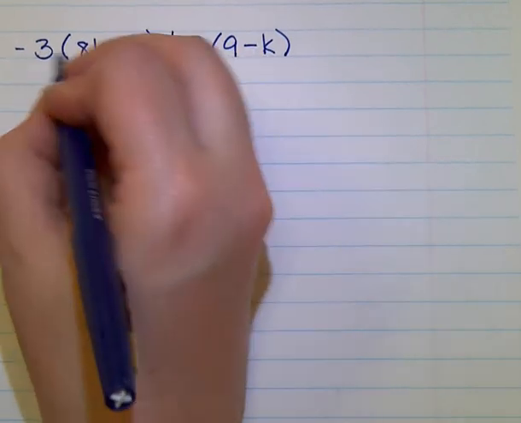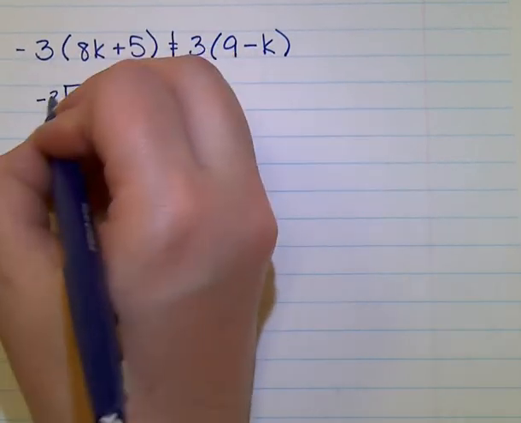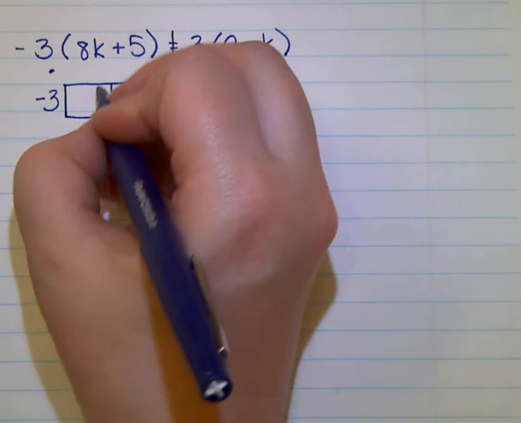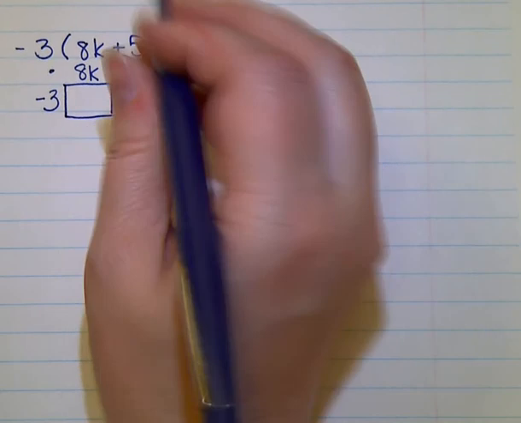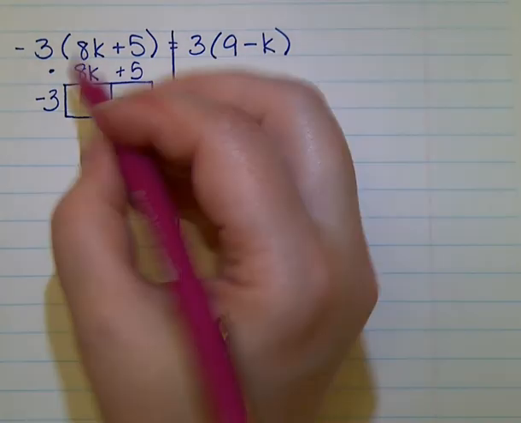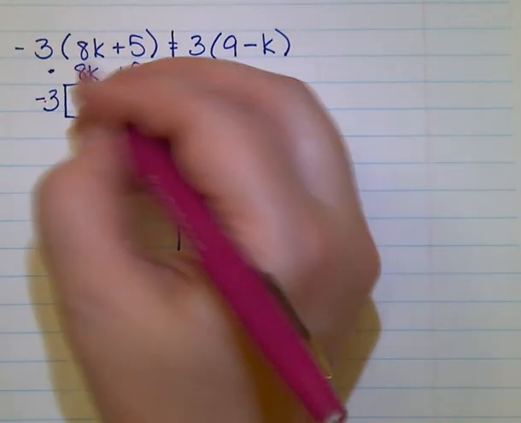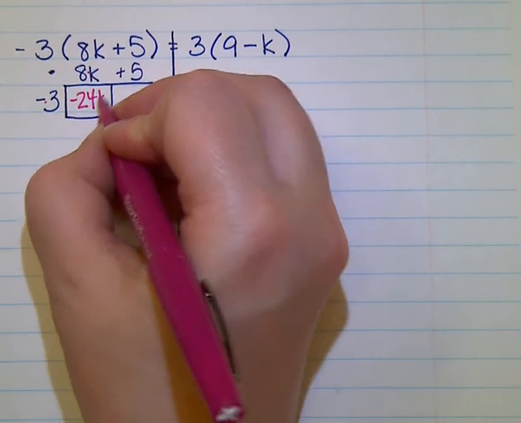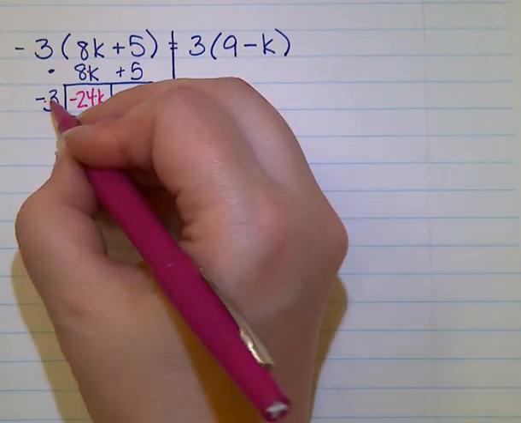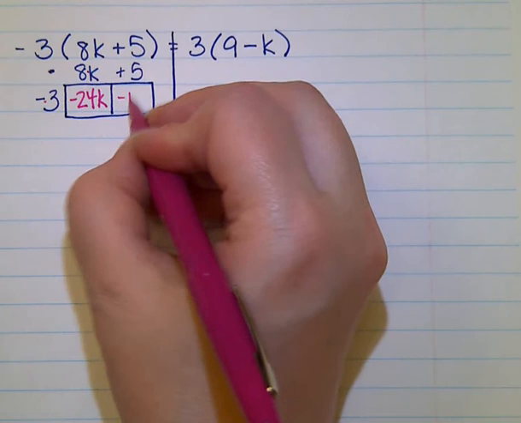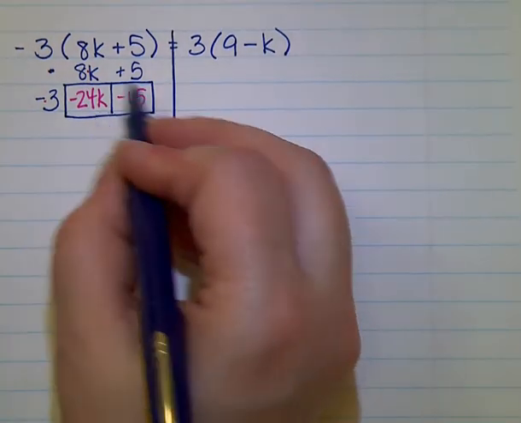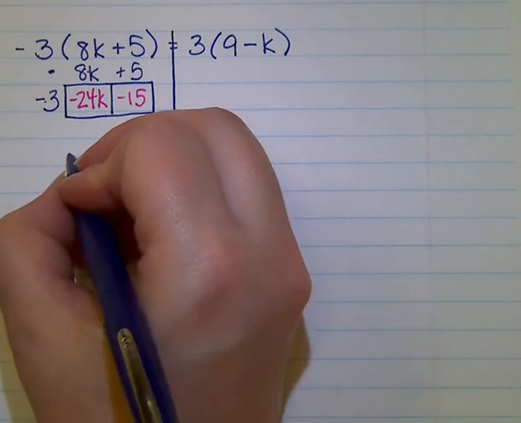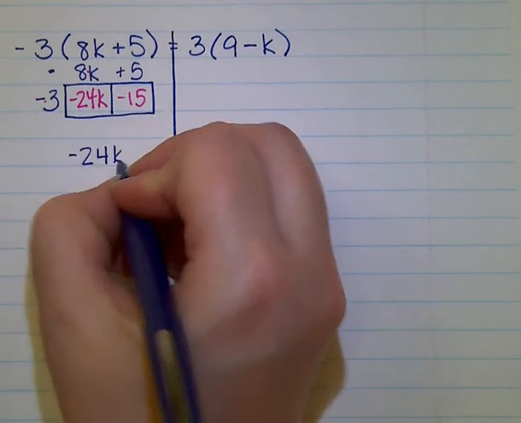-3 is touching the parentheses, so he touches the side of the box. My 8k is on top of the first box, +5 is on top of the second box. -3 times 8 is a -24, and we keep the k. -3 times a +5 is a -15. I pull out what is inside the box and bring it down, -24k minus 15.